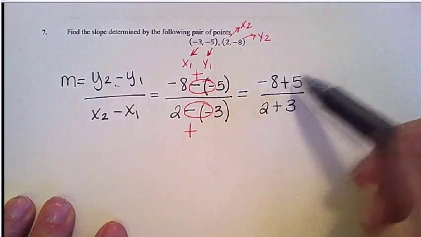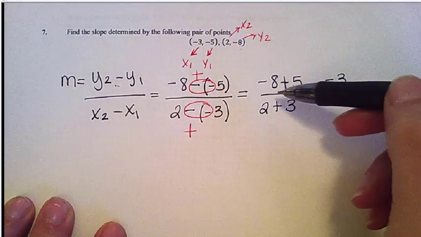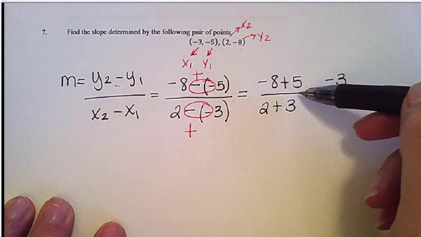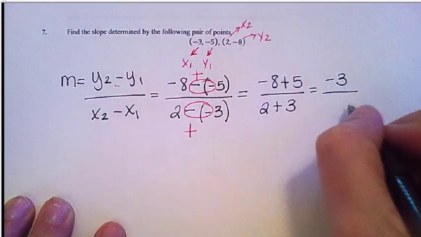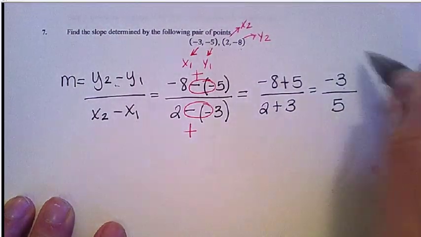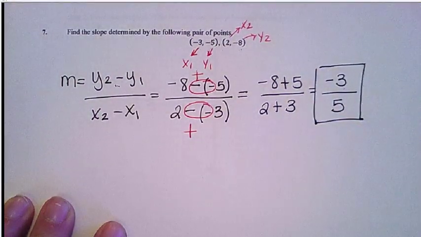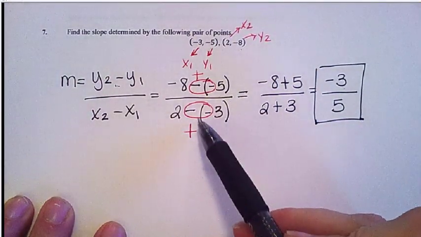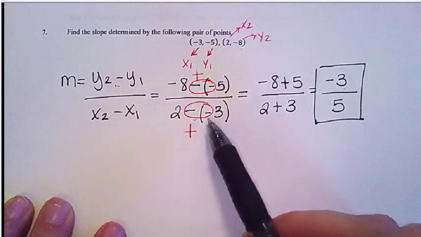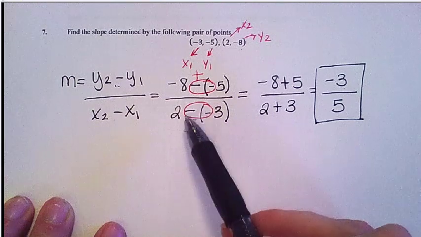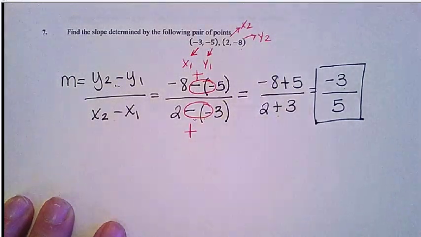So negative 8 plus 5 would give me negative 3. Again, that's I owe you $8, I pay you back 5, but I still owe you 3. And then 2 plus 3 would give us 5. We can't reduce that, so our answer for the slope here would be negative 3 over 5. Again, make really sure that you're paying attention to the formula. It is subtraction, and then we are placing a negative number, and when we subtract a negative number, that is always going to turn to addition.